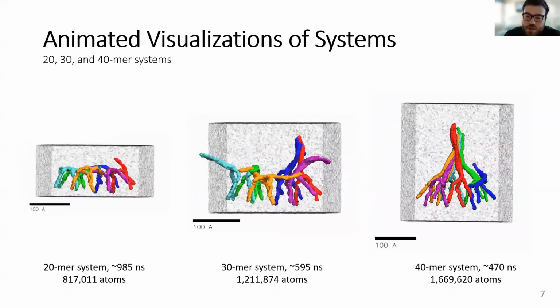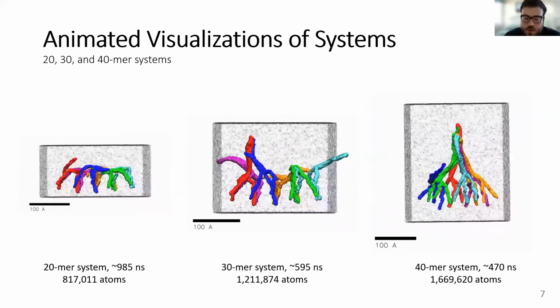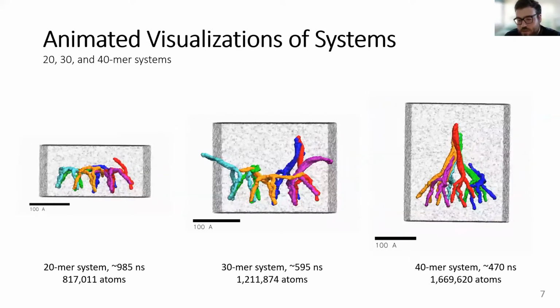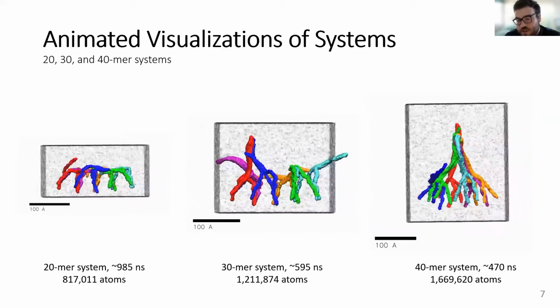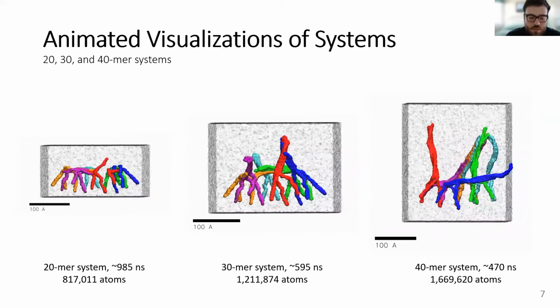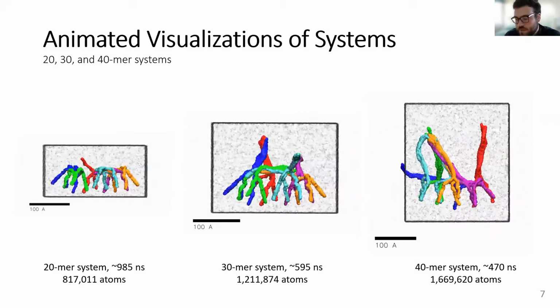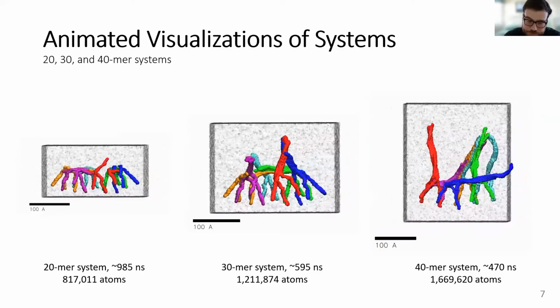So just to show the current status of the system, from left to right, we have 20-mer, 30-mer, and 40-mer. You can see that they progress in size, so the 20-mer being around 800,000 atoms, with the 40-mer being around 1.7 million atoms. But they decrease in the time step they're at. So the larger the system you have, the longer it takes to run. So the 40-mer system is only at 470 nanoseconds, while the 20-mer system is almost at a microsecond.